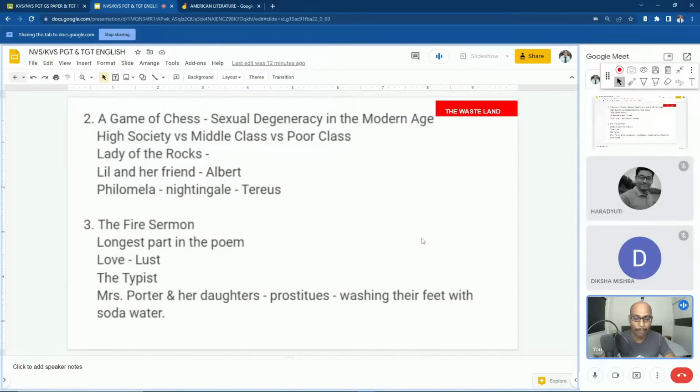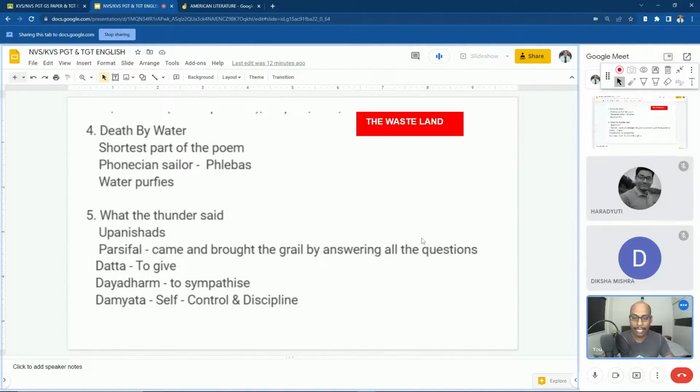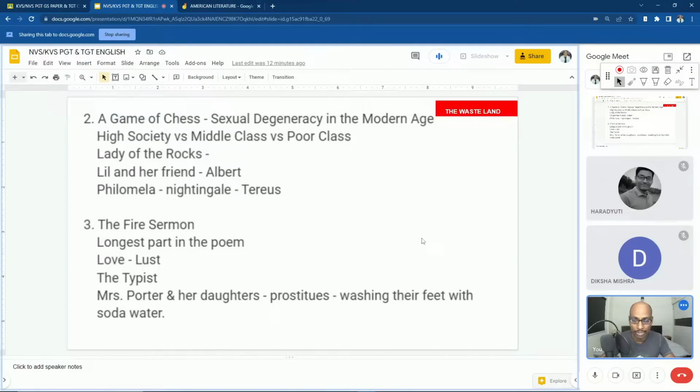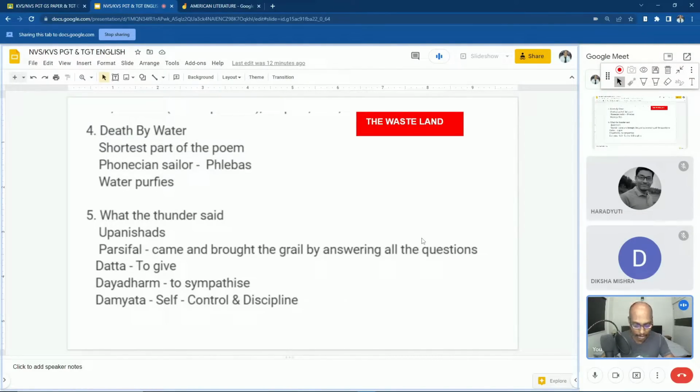There are 5 parts of this poem. First one is the burial of the dead. Second one is a game of chess. Third one is the fire sermon. And the fourth one is death by water. And fifth one is what the thunder said. Can you remember quickly, Goji and Diksha?